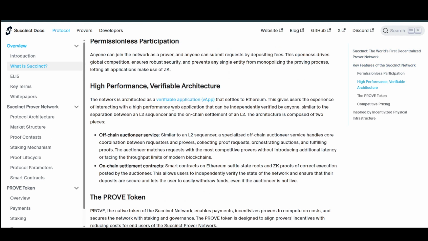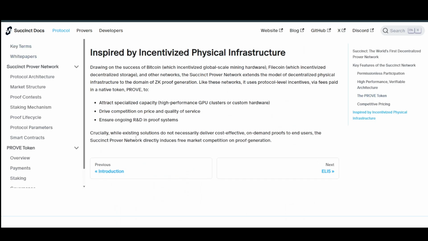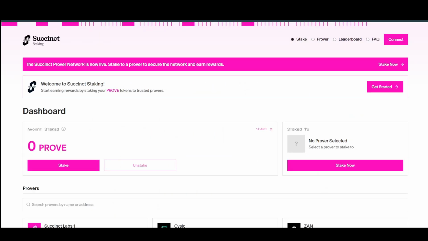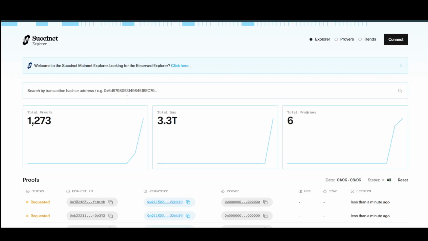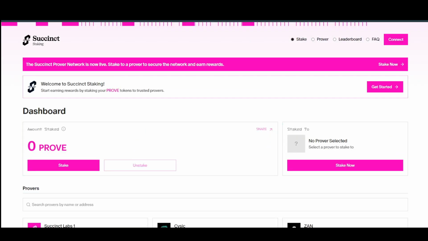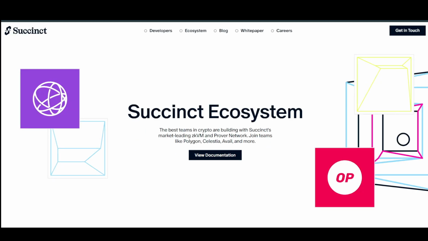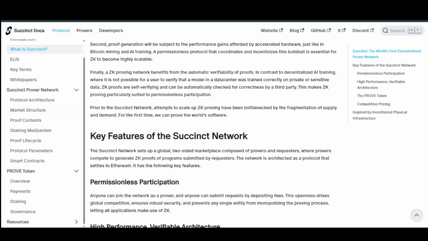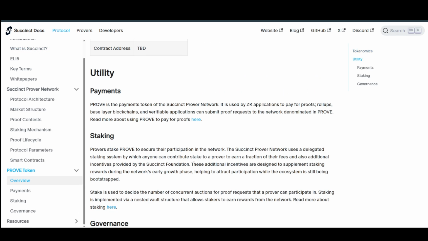So basically they provide a lot of things. As you can see here, most of them are focused on zero knowledge proof, and this is the Explorer. As you can see, they have two main things in the network. Basically they have a prover, and they have a requester. So all of that does work around the Proof token itself.